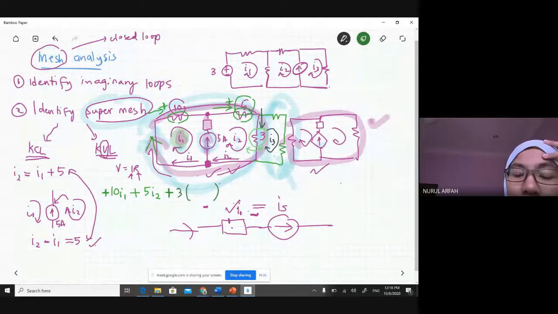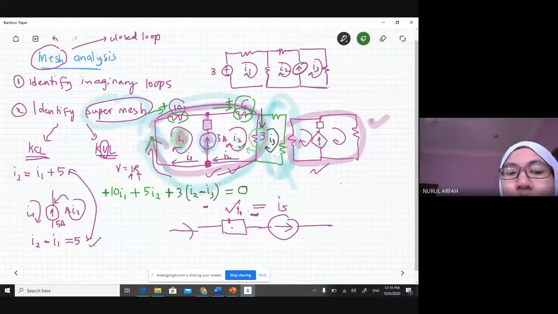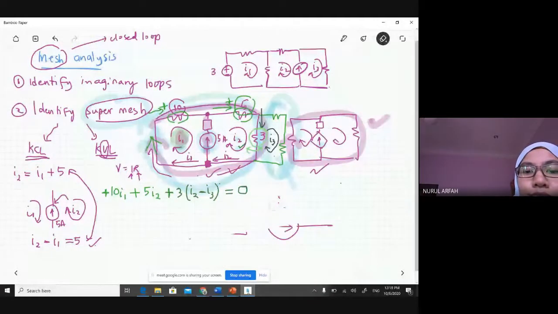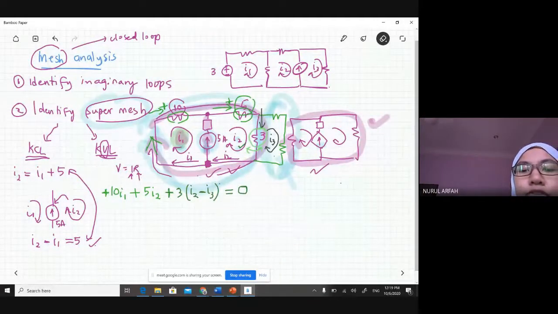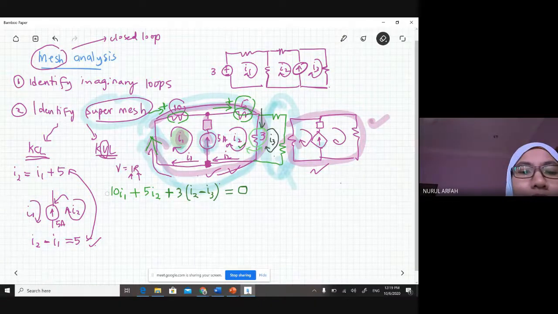You need to consider the one you focus on first. In our case, we focus on I2 first, right? The super mesh loop first. So we need to consider that first, and then minus the one shared with these 3 ohms. So I3 is the sharing part. And then you need to end it with equal to 0. So this is our second equation. So far so good, or are you confused somewhere? And in front, you don't need to write down any plus symbol.